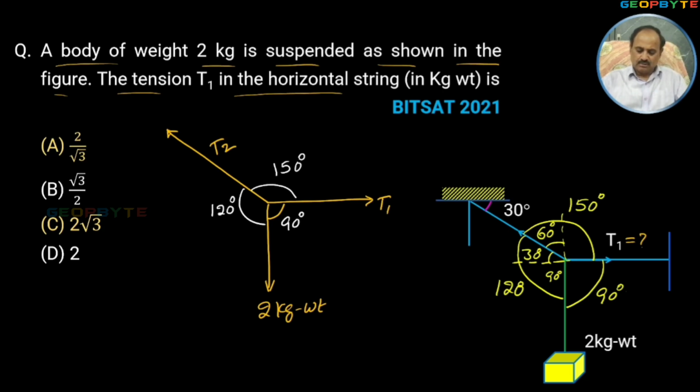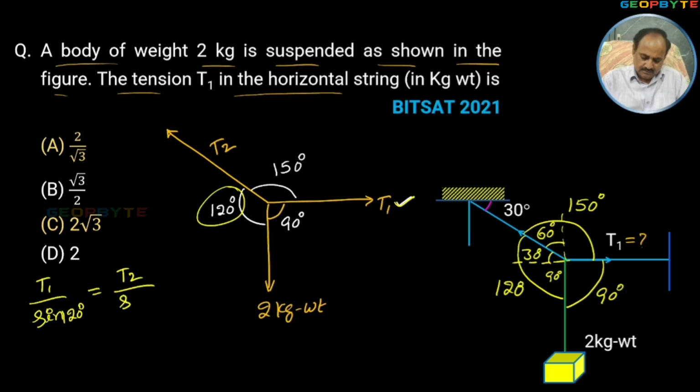Then there is a sine rule. The sine rule is this: T1 by sine of the opposite angle. Let me write it clearly. This T1 by sine of the opposite angle, meaning 120, T1 by sine 120 is equal to T2 by sine 90 is equal to this 2 kg weight by sine 150. Otherwise, let us take another slide.